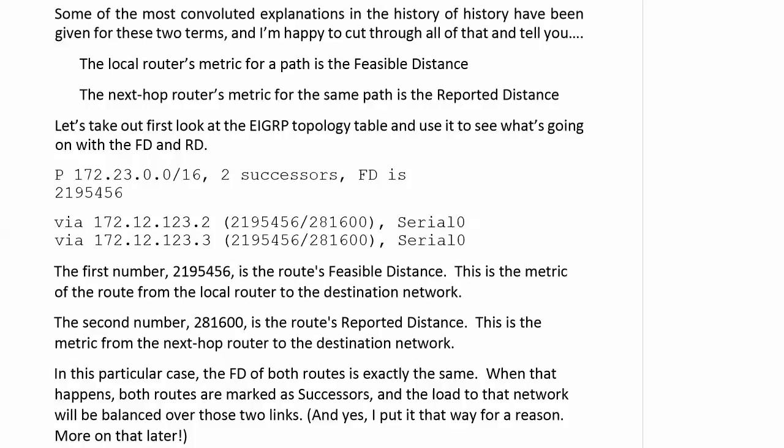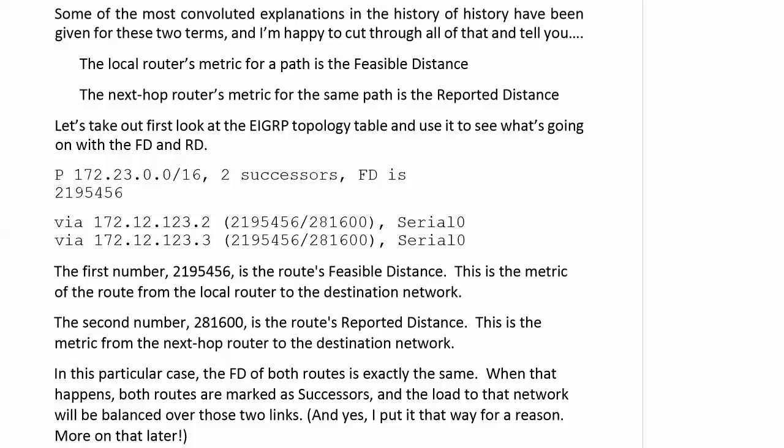Hint, hint, hint. That's load balancing, of course, and we've got two different kinds with EIGRP, and we've got some live labs on that coming up. But that is going to happen by itself only when the FD is exactly the same.